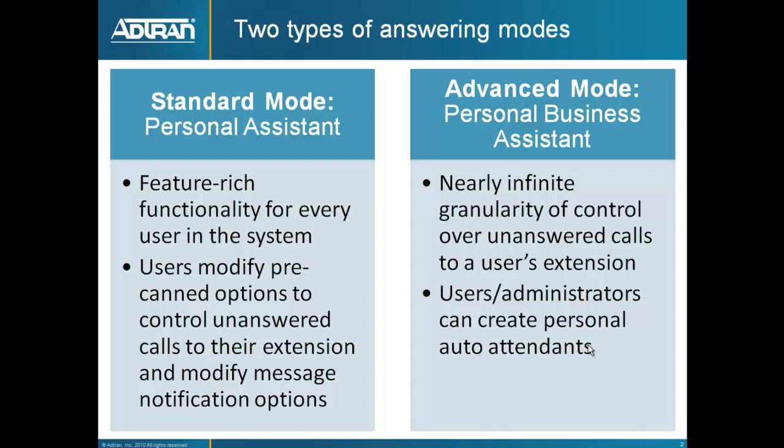On the other side, we have an advanced user mode, which we call Personal Business Assistant. The Personal Business Assistant mode provides nearly infinite granularity of control over what happens when a user doesn't answer a call to their extension. And this is by way of using our drag and drop service creation environment so that users can effectively create their own personal auto attendants.